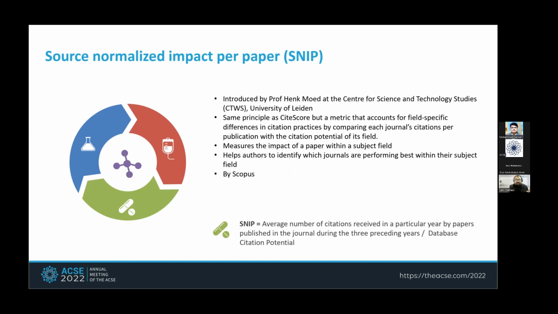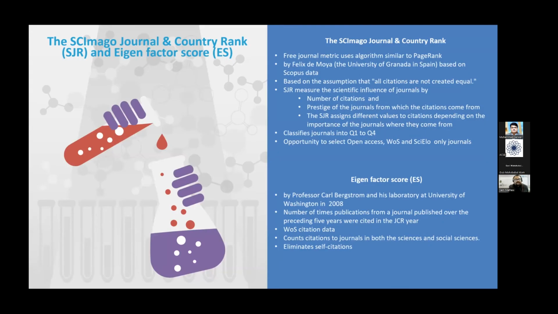Again, SNIP is also a property of Elsevier, and is available through Scopus. The SCImago Journal and Country Rank (SJR) and the Eigenfactor are another two important impact metrics. SJR is completely free, and it uses an algorithm which is similar to PageRank. This website is quite user friendly, and it gives an opportunity to select open access, Web of Science, and SciELO only journals. So these are not very specific to a database.